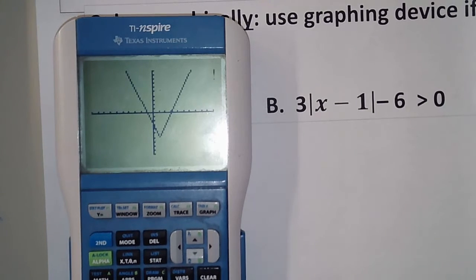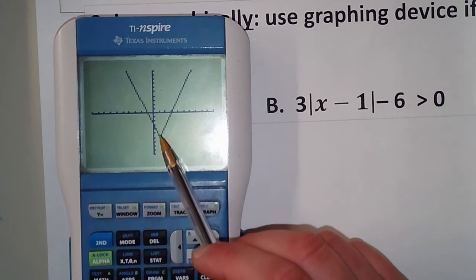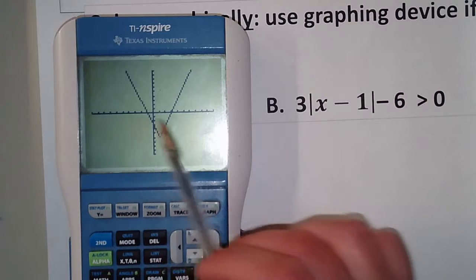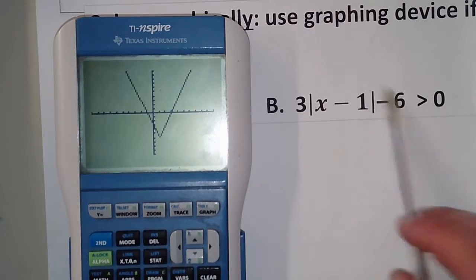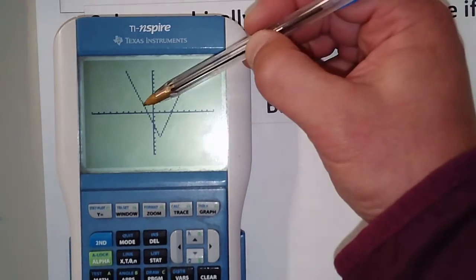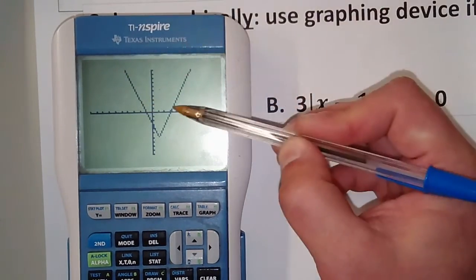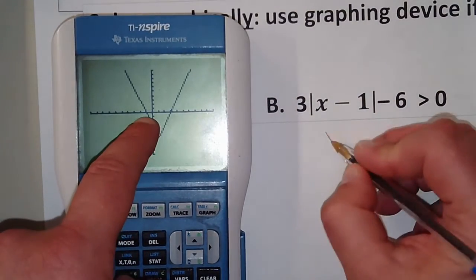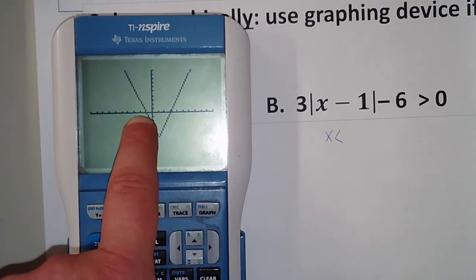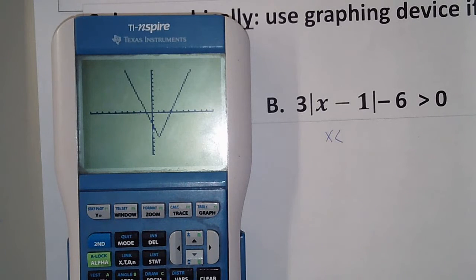All right, so this is exactly what we expected. This graph is shifted right 1 and down 6. And here's our 0 line, which we can't really see because it sits right on top of the x-axis. So the question here: when is this graph greater than 0? Well, it's greater than 0 right here, and it's greater than 0 right here. So again, it's going to be 2 parts. For this one, we're going to say anytime x is less than, and we want to know that number. It definitely looks like -1, but I'd like to know for sure.